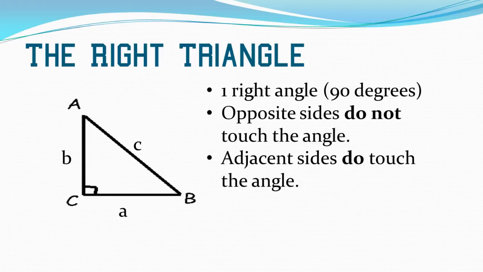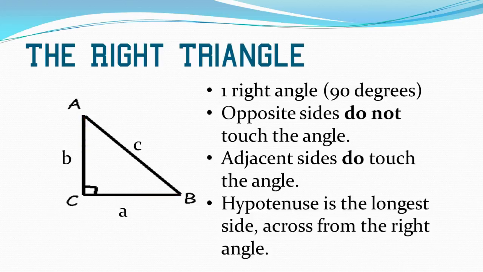Adjacent sides do touch the angle. If we're looking at angle A, side B is the adjacent side. It's the side that touches it. If we're looking at angle B, side A is the adjacent side. It's the side that touches it.